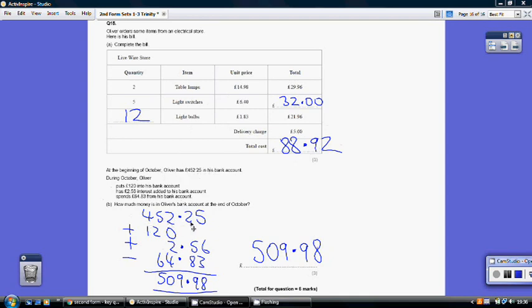£452.25 in his bank account, and during October 3 things happen, so we have to see how this affects his bank account. So Oliver puts £120 into his bank account, so we're going to add that on. He has £2.56 interest added to his bank account, so of course we add that on. And if he's taken £64.83 out of his bank account, of course we have to take that away. So using our calculator, £452.25, add 120, add £2.86, take away £64.83, we get £509.98.